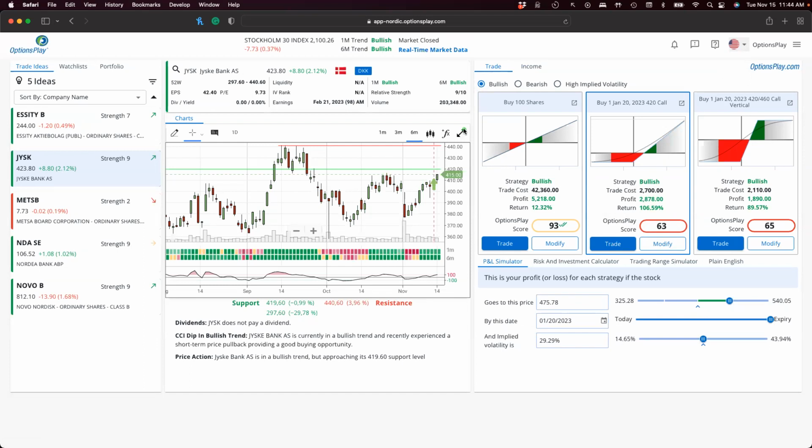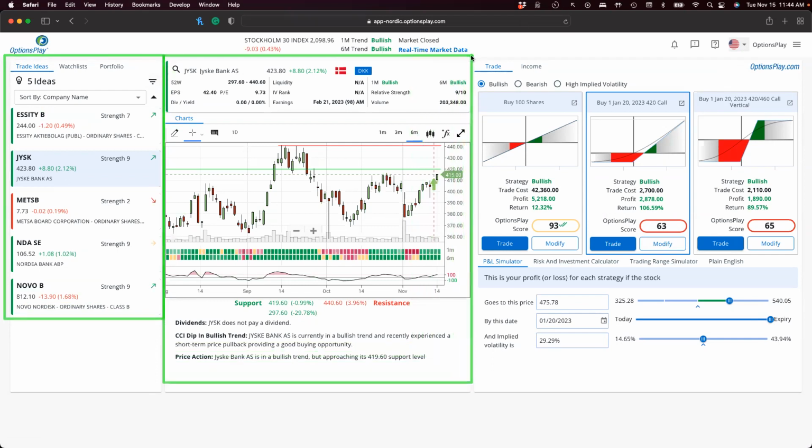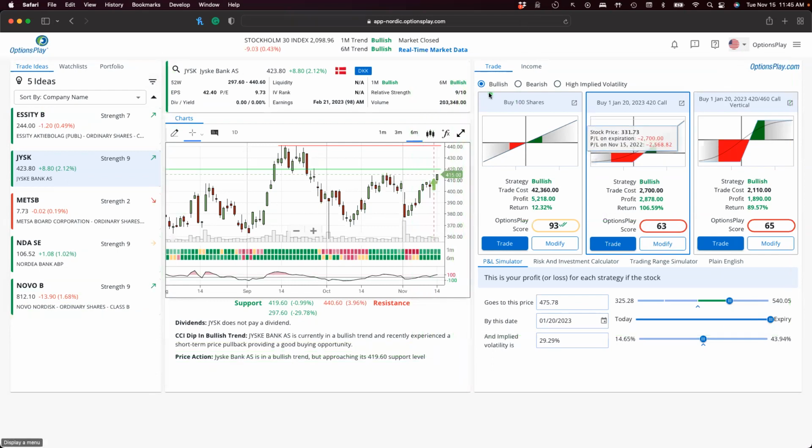But on the options play platform, you have trade ideas and watch lists on the left-hand side. You have your security analysis panel here in the middle, and you have trading and income here on the right-hand side, which always provides you with 2 comparisons: buying the stock and buying a call option for any stock that you type in.